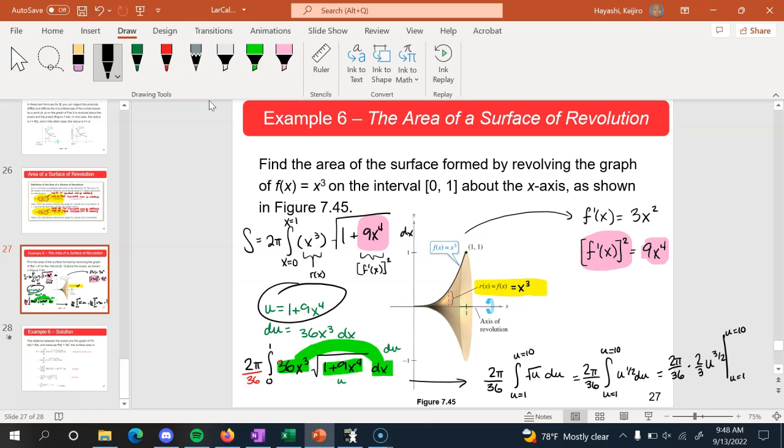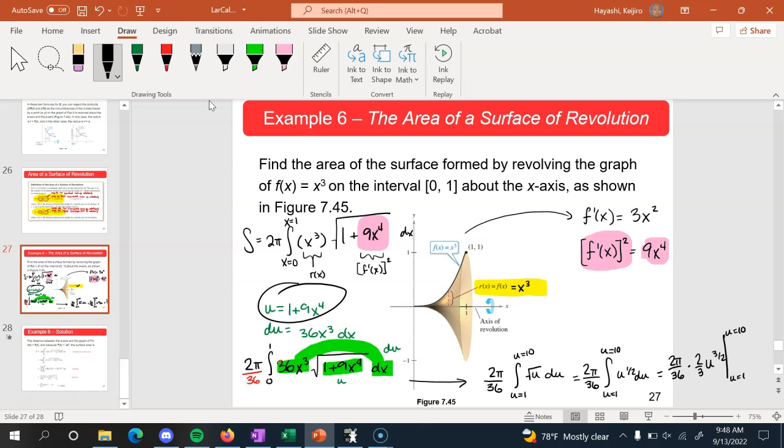Because if you take this substitution, the original bounds were for x, right? And x went from 0 to 1. While it's in terms of u, technically we can't really speak about the bounds in terms of x anymore, because we've temporarily changed it into terms of u. So if you plug in x equals 0 into this substitution, you're going to get u equals 1. And if you plug in x equals 1, your upper bound, into the substitution, that's going to be 1 plus 9 times 1, or 10. So while x goes from 0 to 1, u goes from 1 to 10.